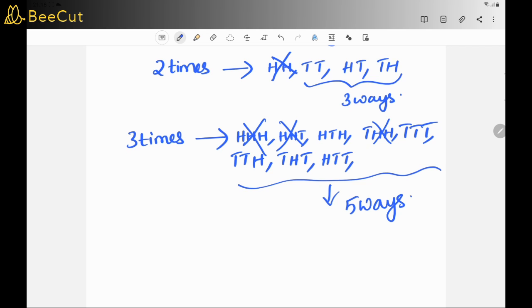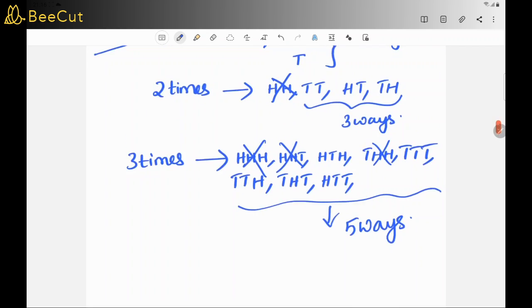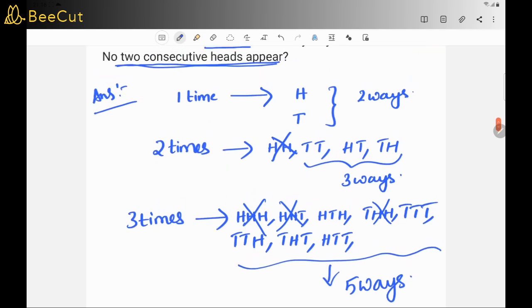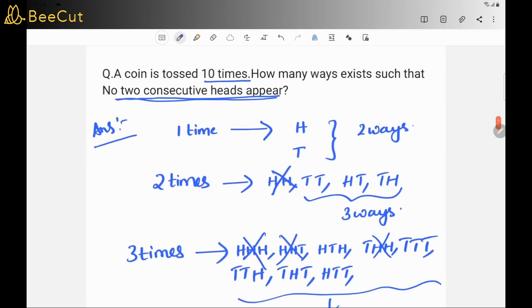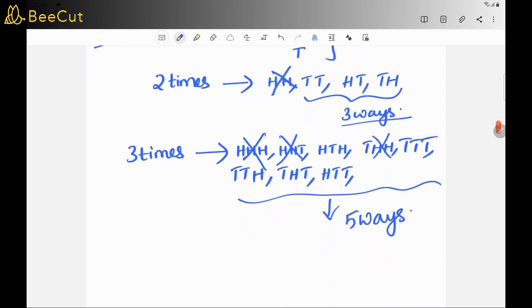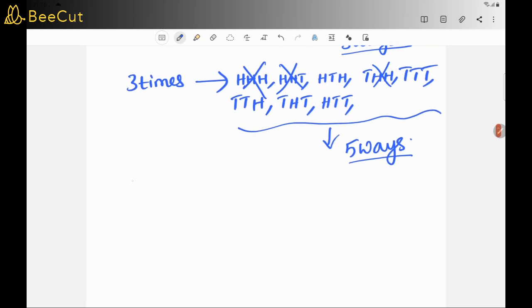So again here the first term was 2 ways, followed by 3, followed by 5. So 2 followed by 3 followed by 5. The next would be followed by 8. Next would be followed by 13. Next 21. Next 34. Next 55.